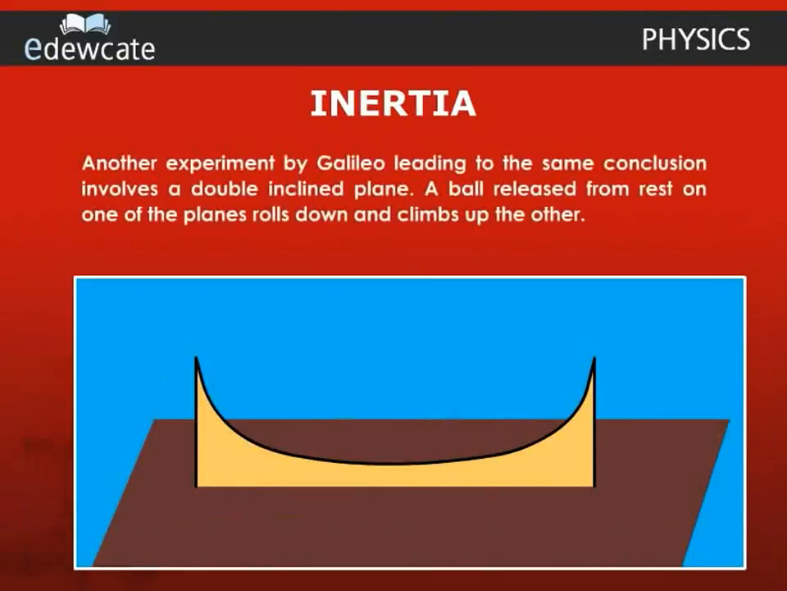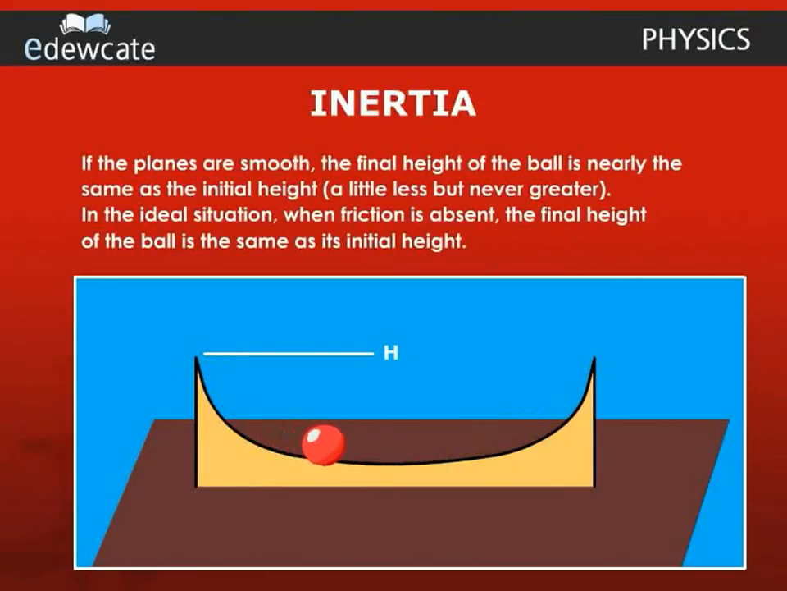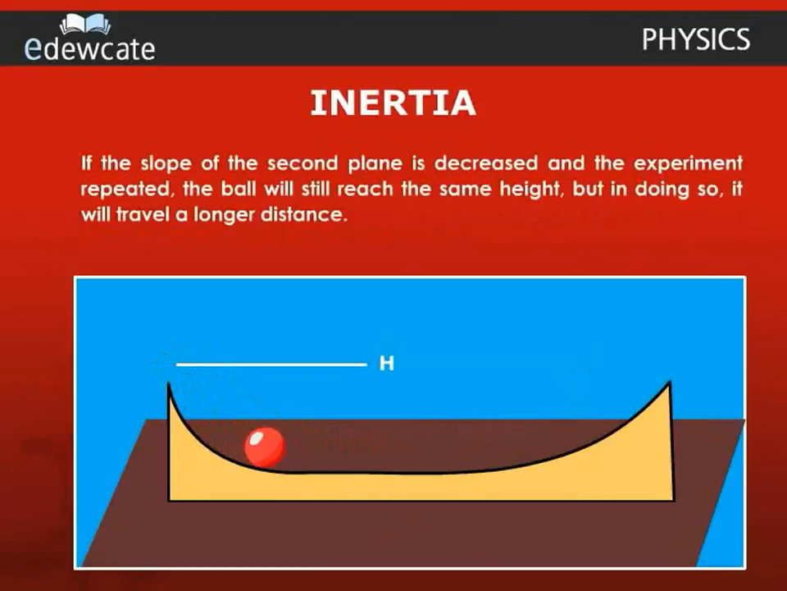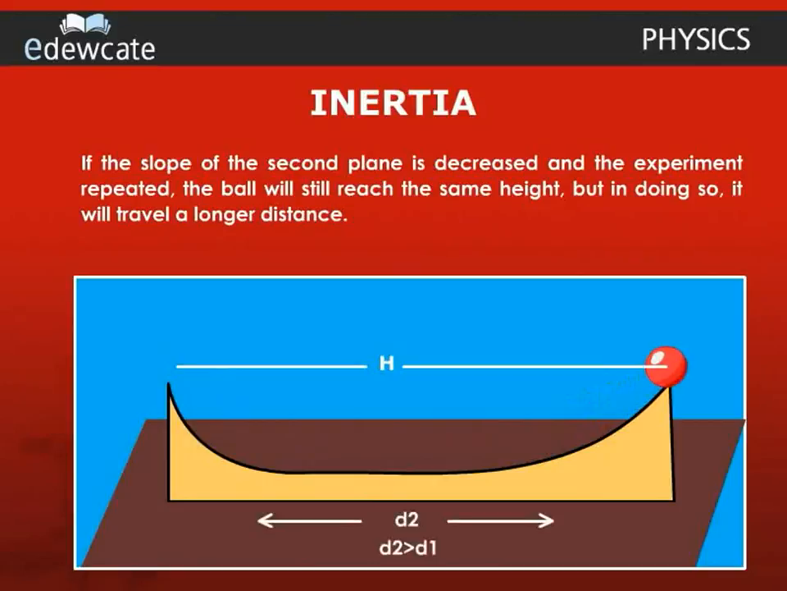Another experiment by Galileo leading to the same conclusion involves a double inclined plane. A ball released from rest on one of the planes rolls down and climbs up the other. If the planes are smooth, the final height of the ball is nearly the same as the initial height, a little less but never greater. In the ideal situation, when friction is absent, the final height of the ball is the same as its initial height. If the slope of the second plane is decreased and the experiment repeated, the ball will still reach the same height, but in doing so, it will travel a longer distance.